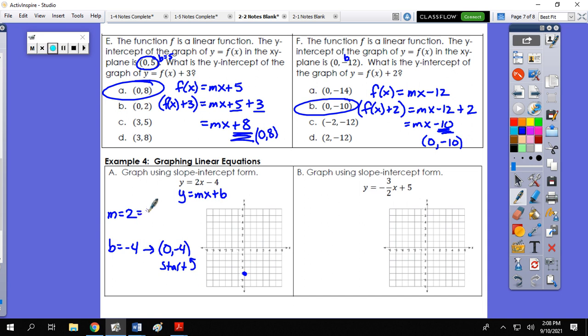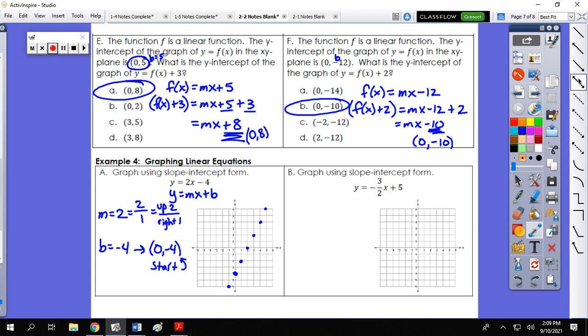The slope of 2 can be written as a fraction, 2 over 1. Remember that slope is rise over run, which means the top number tells us how to go up or down. In this case, it's positive, so we're going to go up 2 units. And the bottom tells us how to move right or left. Since it's positive 1, we're moving to the right 1 unit. So up 2, right 1 would give us the next point on the line. So we continually move up 2 and right 1 to create our linear function. So there's our function through those points.